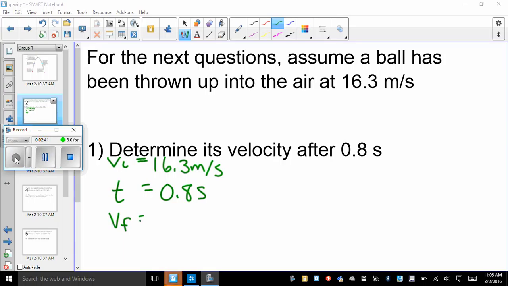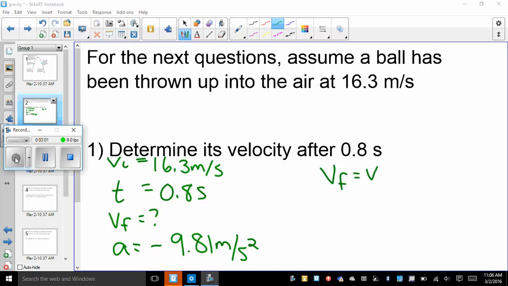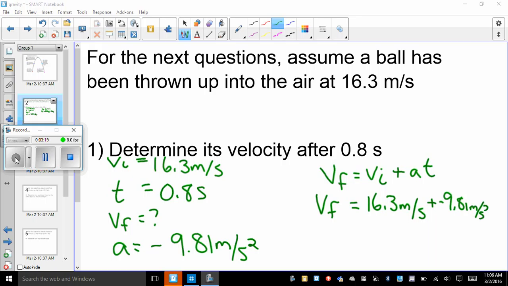We want to know our final velocity. And we know our acceleration due to gravity, and it's going to be negative 9.81 meters per second squared. That's what we learned about in the last section. The formula I'm going to use is V final equals V initial plus acceleration times time. Putting in the values that I know, V initial was 16.3 meters per second plus acceleration negative 9.81 meters per second squared times my time of 0.8 seconds.